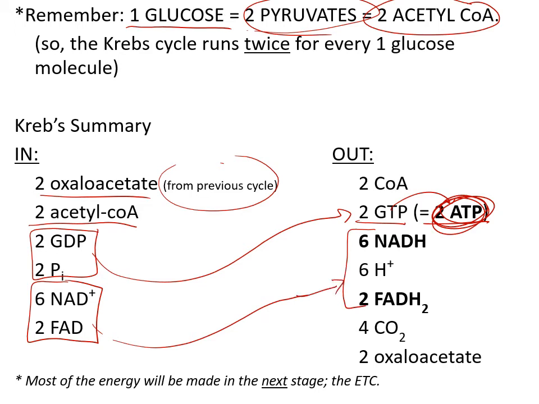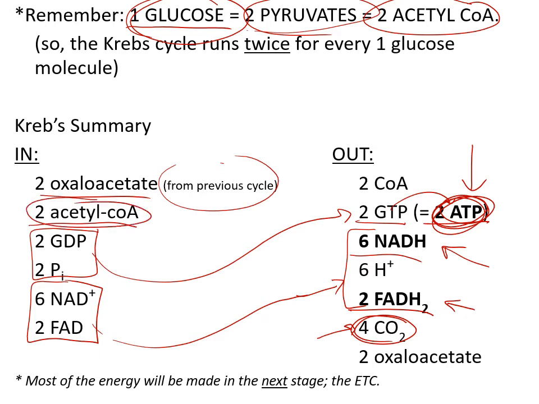And if you run the math on this, out of this 1 glucose that we're doing, we get, importantly for us, 2 ATPs. We get 6, remember 3 per cycle, 6 NADHs, 2 FADHs. Those are our electron carriers. And then to work the carbons out, also note that we are losing 4 carbon dioxide, 2 per spin, which makes sense because we're putting in 4 carbons, so we have to get 4 carbons out.